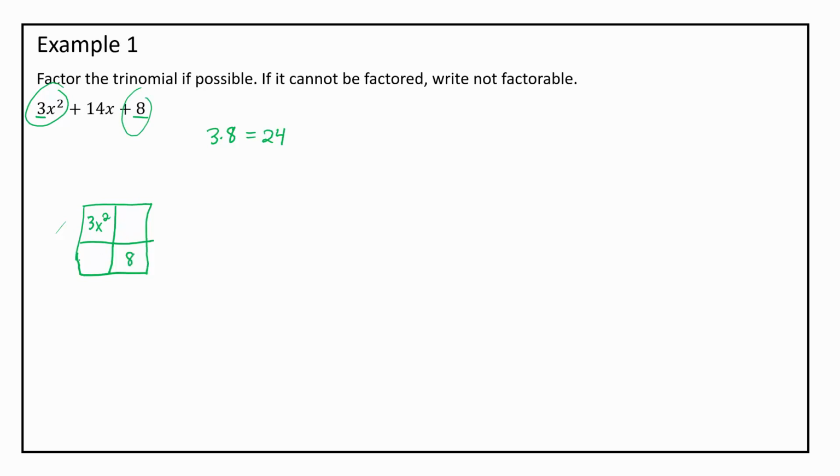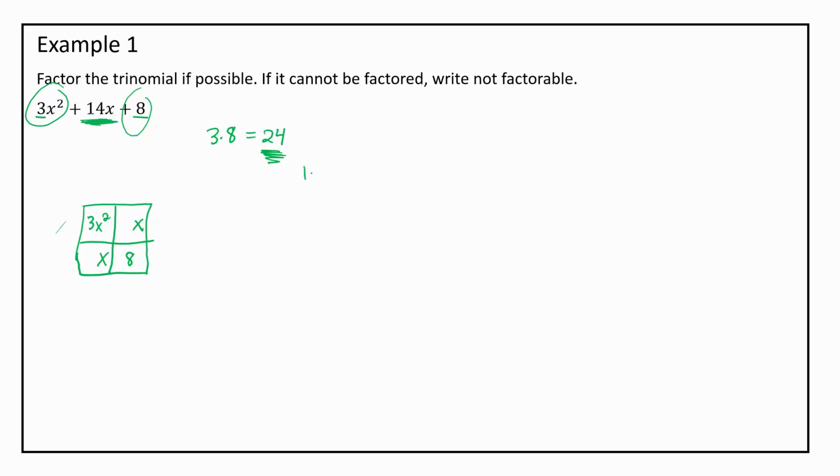And in the other 2 boxes, we're going to put something that adds to get 14x. Since it adds to get 14x, there's going to be an x in both of these spots. Now, the numbers we pick are going to be what multiplies to get 24 and adds to get 14. That's a little bit different than what we did whenever our leading coefficient was just 1. We have to do 3 times 8 and get 24, and then we're saying, okay, what multiplies to get 24 that adds to get 14?